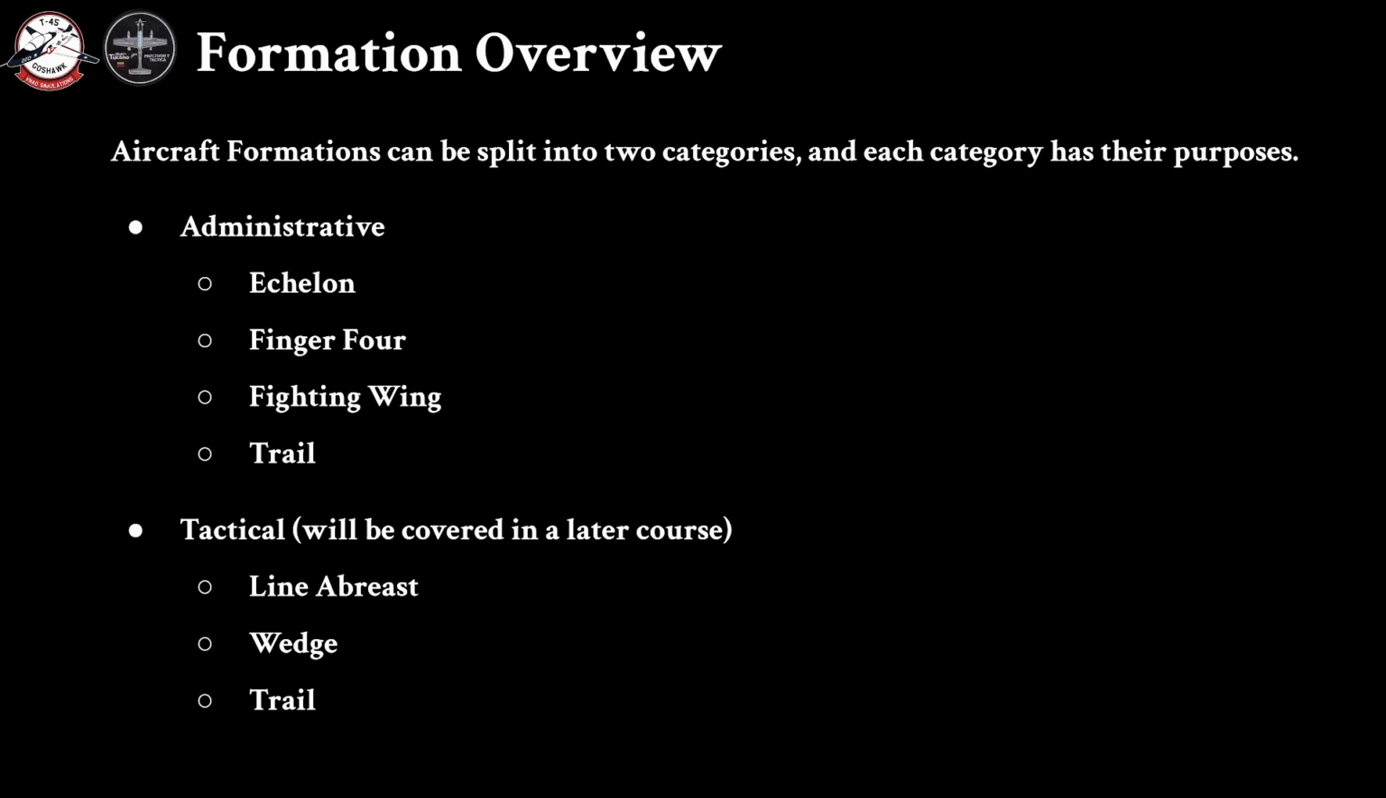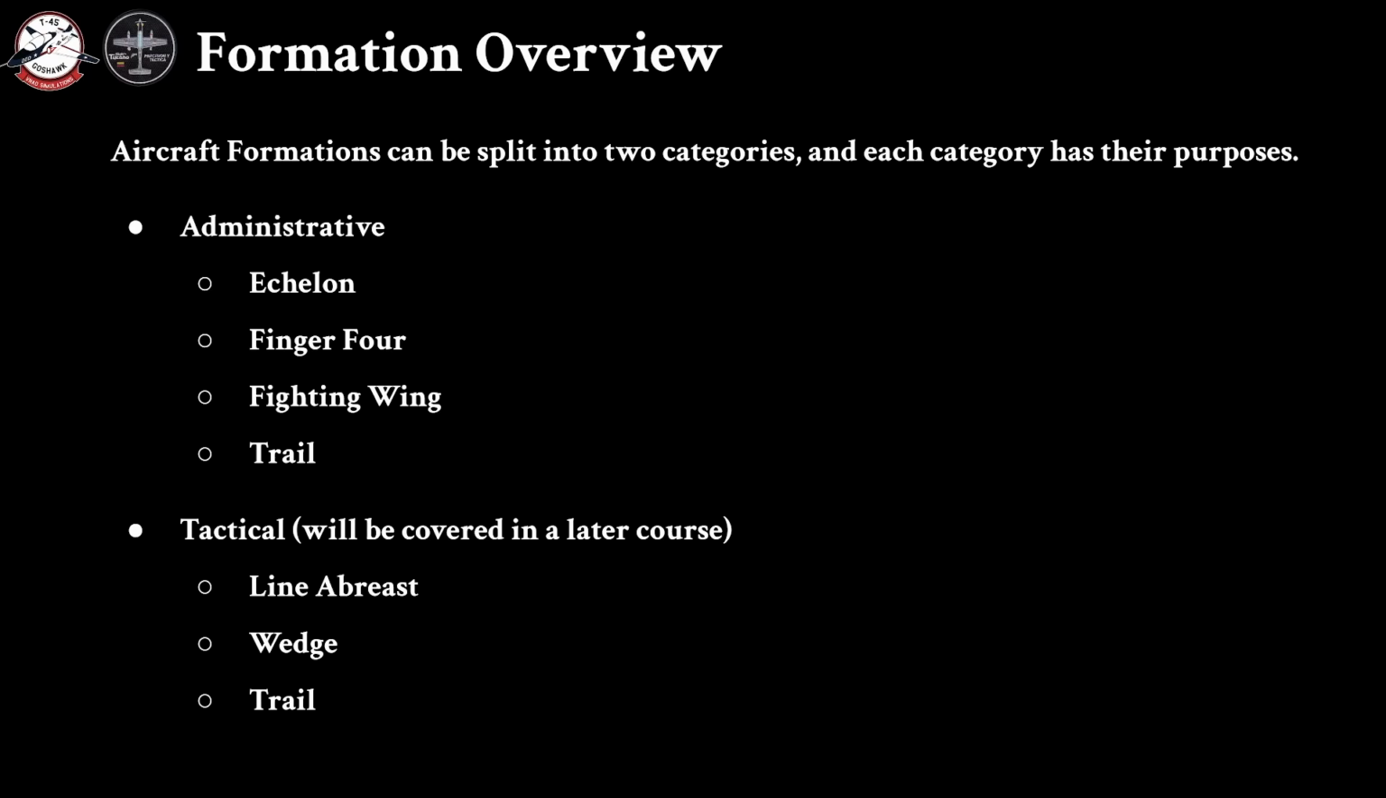Okay, so let's look over formations, right? Formations can be split into two categories. You have administrative formations and you have tactical formations. Administrative is going to be echelon, finger four, fighting wing, and trail. Tactical is going to be line abreast, wedge, and trail. Now, administrative ones are designed around keeping the flight together and keeping them close so that lead can manage the group and air traffic control can manage the group, right?